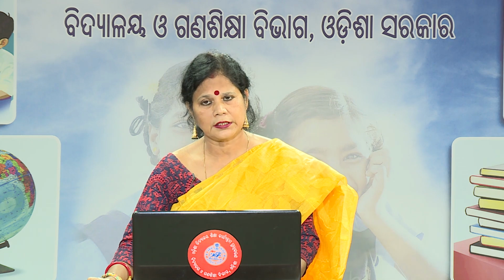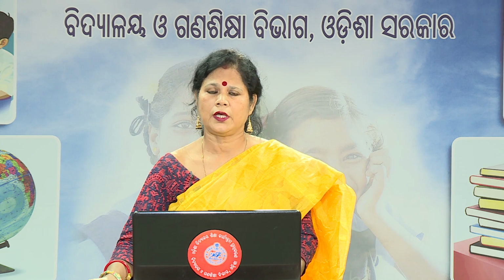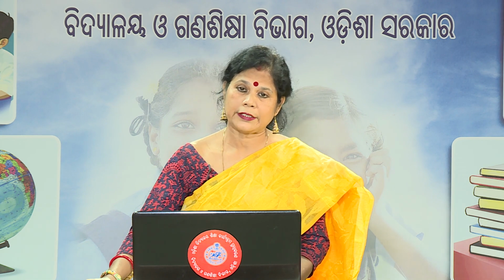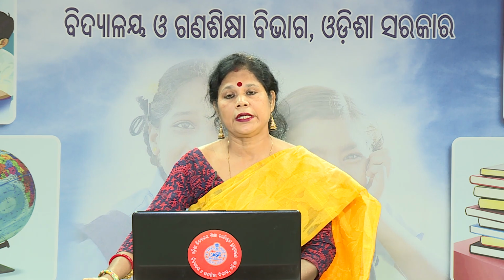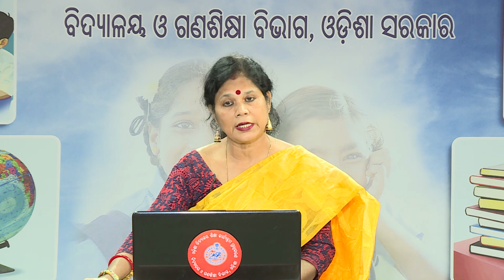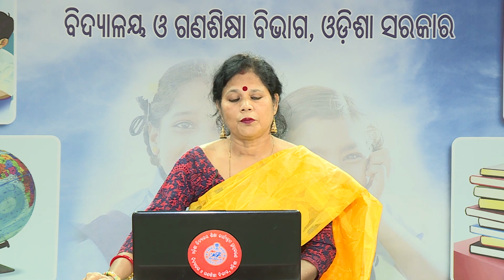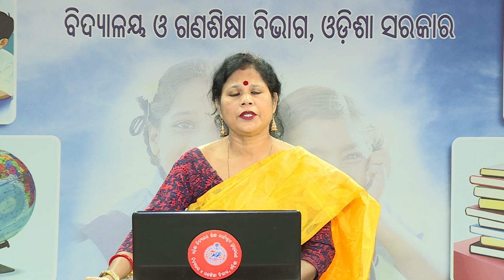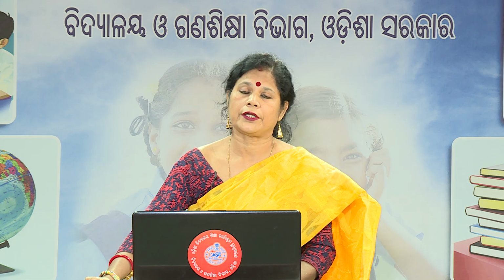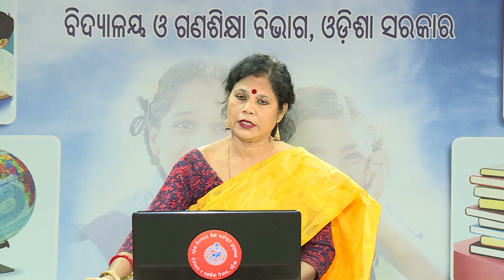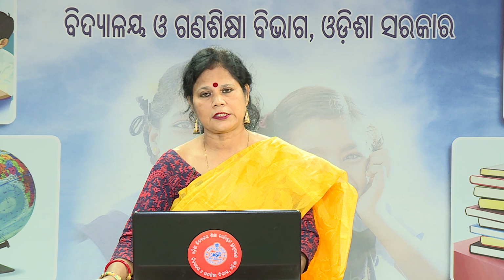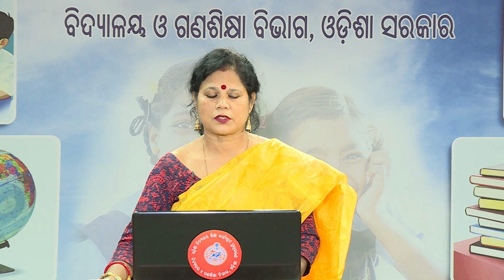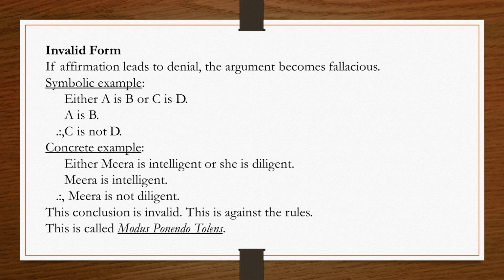Intelligent students also work hard, and if the students do like this, then they always shine in their field, they always shine and they achieve whatever they like. Therefore here both can be true together. How can you deny the other? You cannot deny the other. So this conclusion is invalid and this is against the rule. This is called modus ponendo tollens.